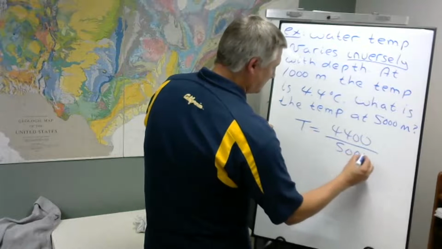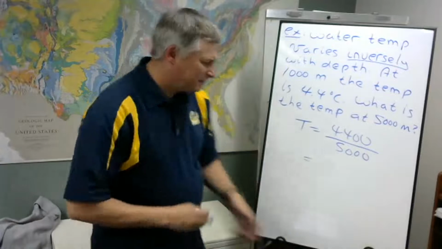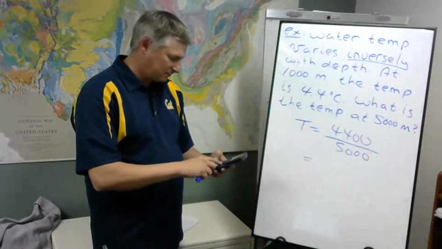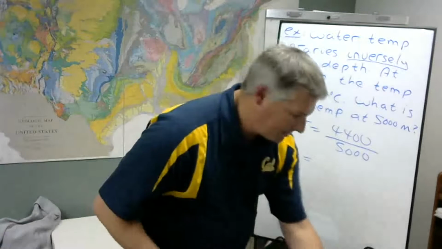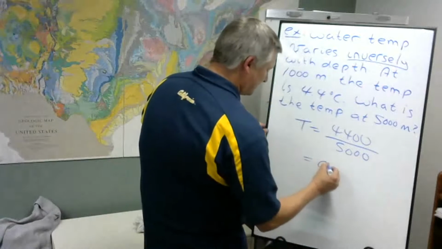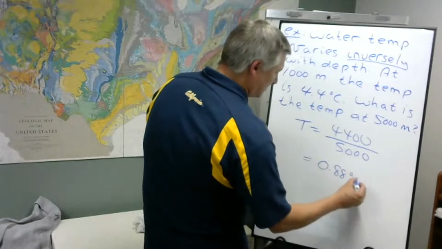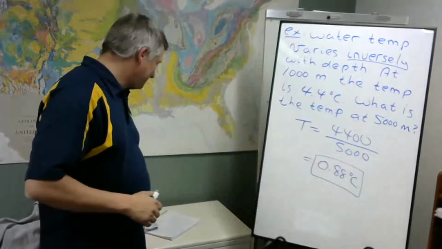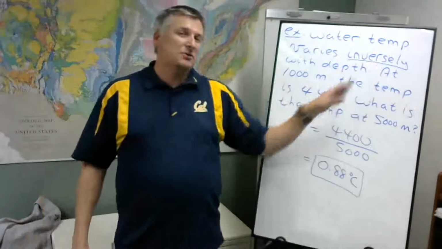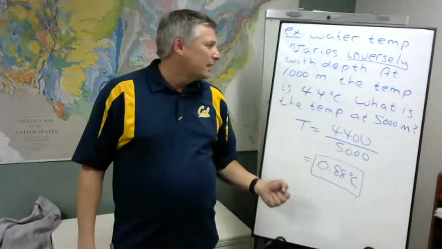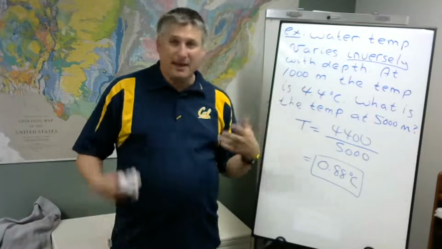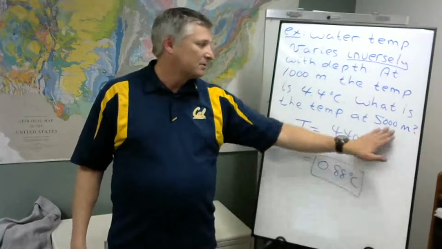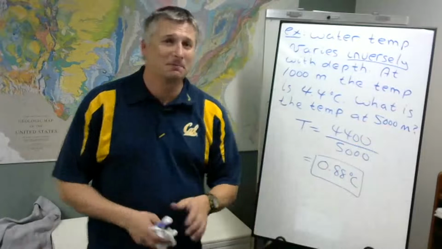4,400 divided by 5,000, and we get 0.88 degrees Celsius. And that's it. That's our answer. So again, inversely tells us what kind of formula we're going to use, and then we use this information to find that missing constant in that formula. And then once we have the missing constant, we plug in the depth and get the temperature.